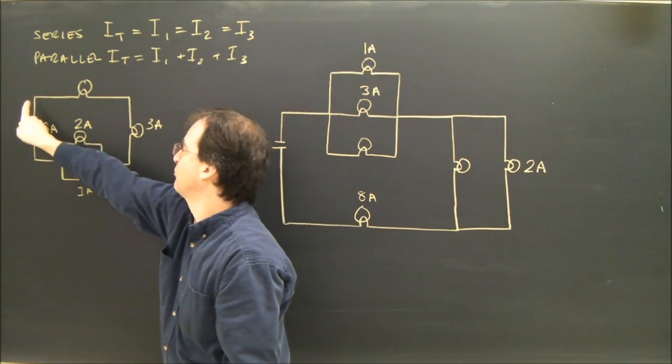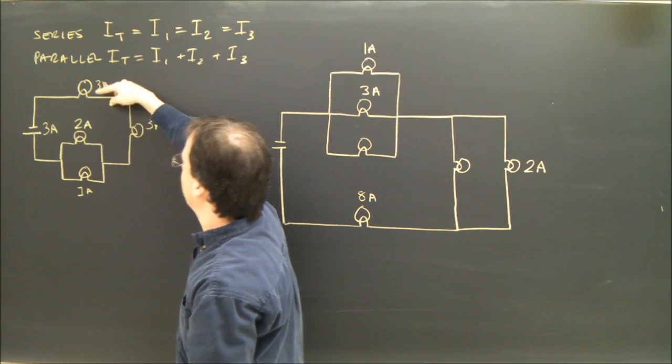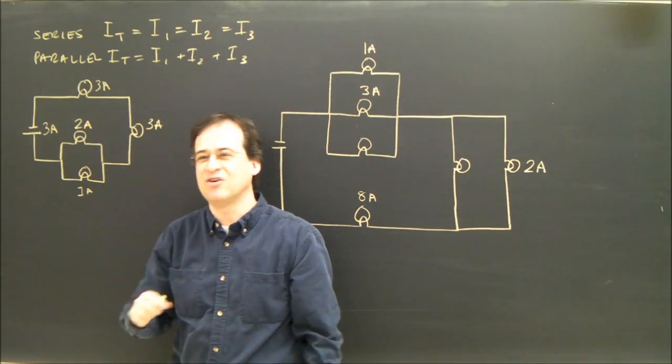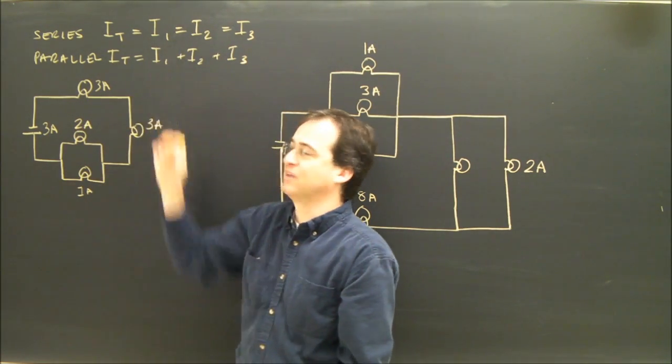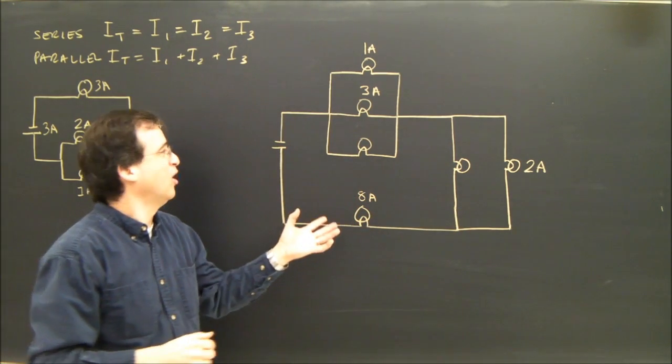3 amperes come here, 3 amperes go around this circuit here, they go through this bulb, must be 3 amperes. 3 amperes come through there, split 2 this way, 1 that way. It's all very simple. You don't really have to think about series and parallel. For example, look at this circuit. It's a little more complicated.